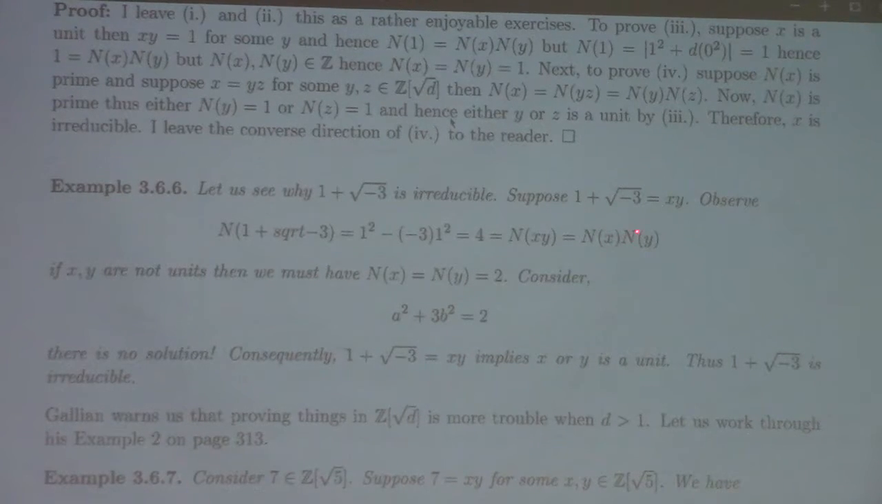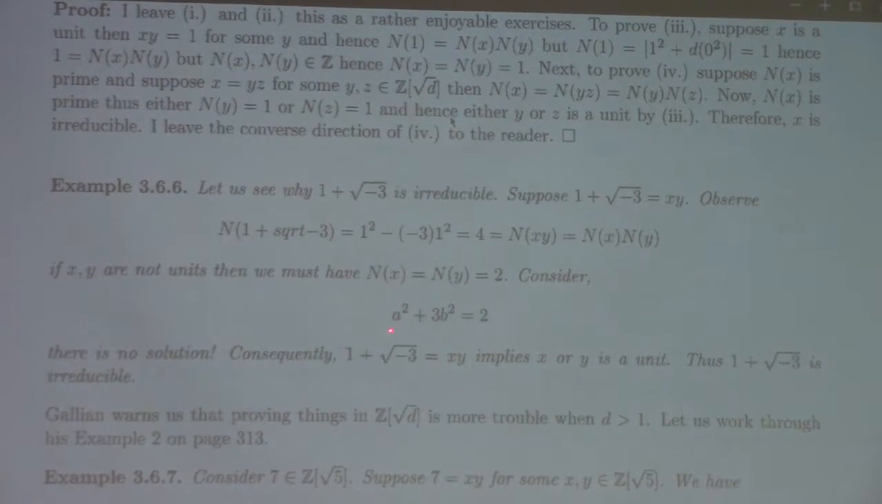Well, if x and y are not units, then both of these norms have to be 2, right? So then we are forced to find solutions to the equation a squared plus 3b squared equals 2. No can do. You can try different integer solutions to that. It's impossible to solve. It's pretty easy to convince yourself of that pretty fast, right? You can't have b be anything but 0. Otherwise, you'd have 3 here, and you'd have 3 plus something equals 2. That's nonsense. So your only hope is b is equal to 0.